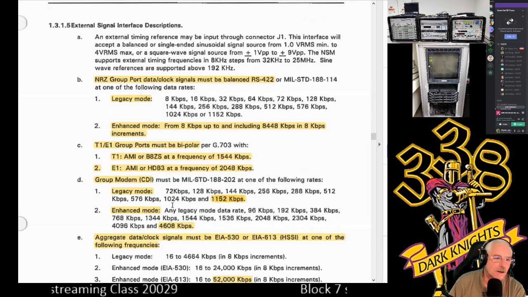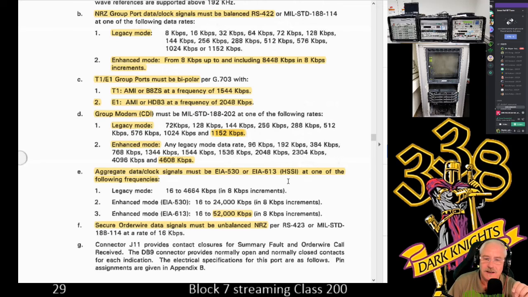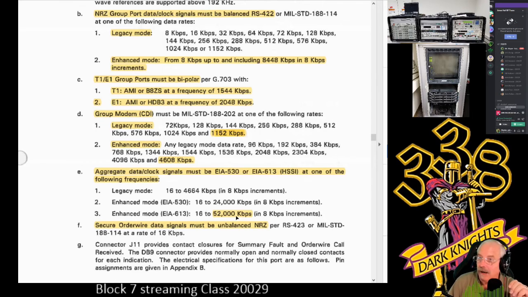Interesting. All right, so we're going to go down here to echo, and this is where we have the HSTV. You'll see it says EIA 530, where have you heard that? Or EIA 613, which is HSTV, high-speed serial interface. And you'll see that we've got 52,000 kilobits per second, or 52 meg. And you can see something called secure order wire.